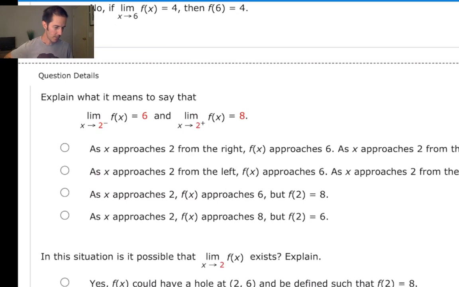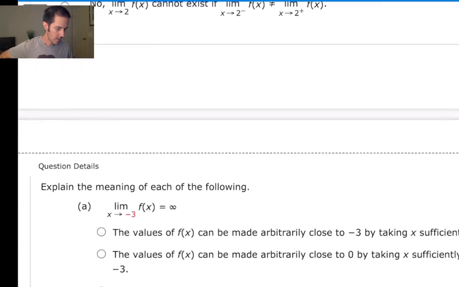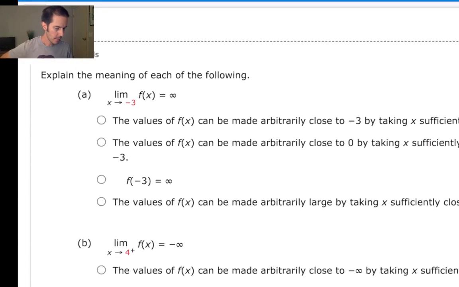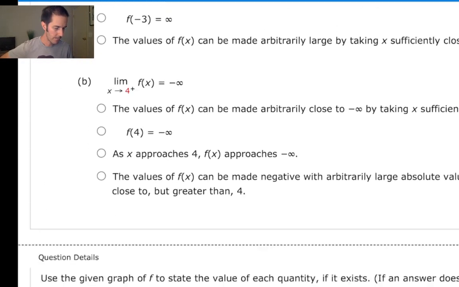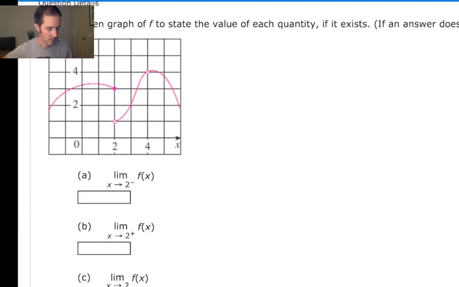Explain what it means to say that as you approach from the left, that equals that. Yep, you can translate that. And explain the meaning of this. Hey, it's an infinite limit. Hey, it's another infinite limit. Hey, it's a graph. And we've got a one-sided limit.